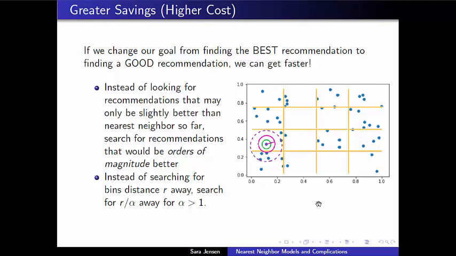So this will be the approximation algorithm that we use, very similar to our original KD tree, but taking r and replacing it with something like r over 2 for approximate nearest neighbor searches.